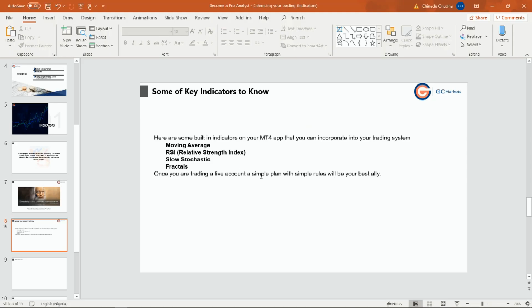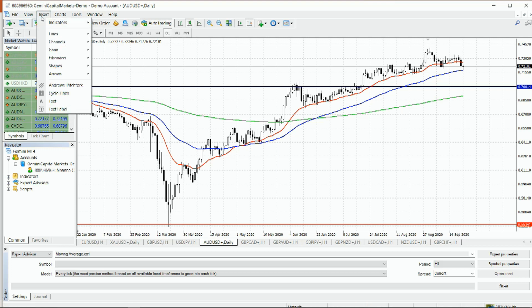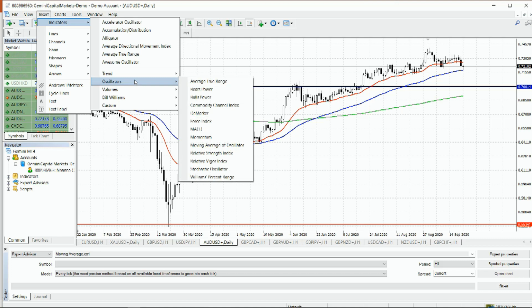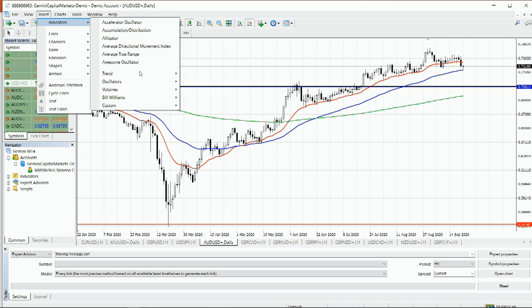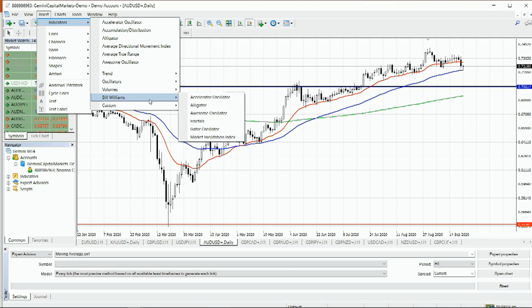And then the last one that we're going to talk about is the fractals. I use it to identify the highs and the lows, and majorly I use it to figure out where my stop loss should be. So where is my fractal? Yeah, under Bill Williams, you have fractals.